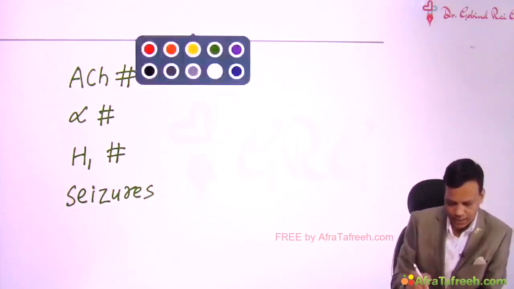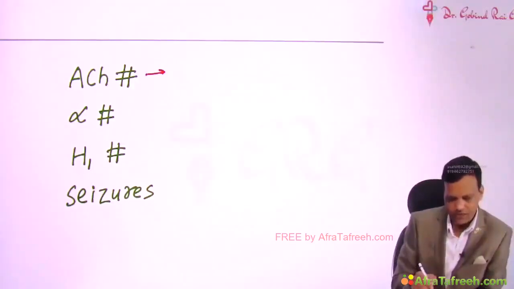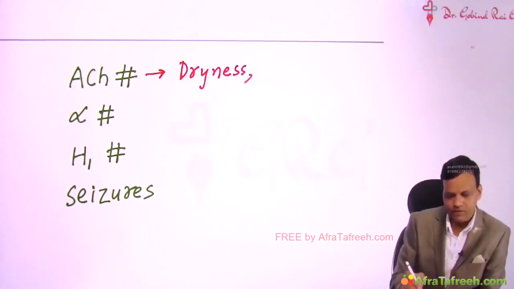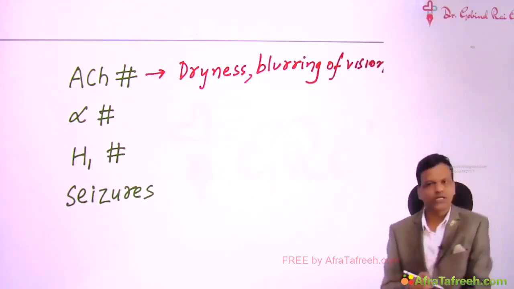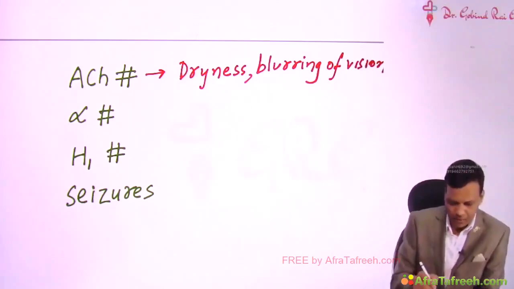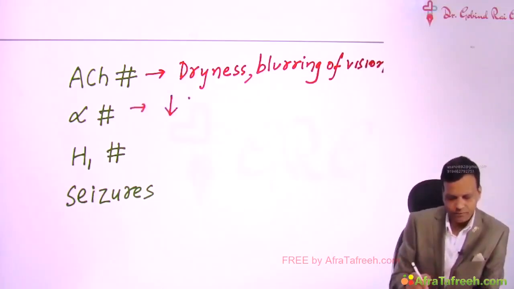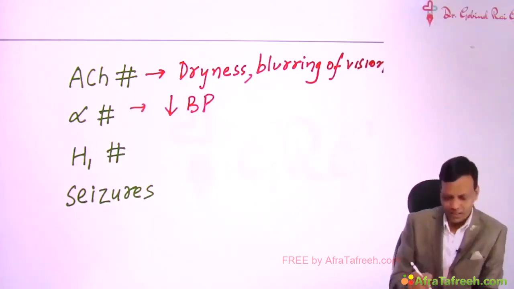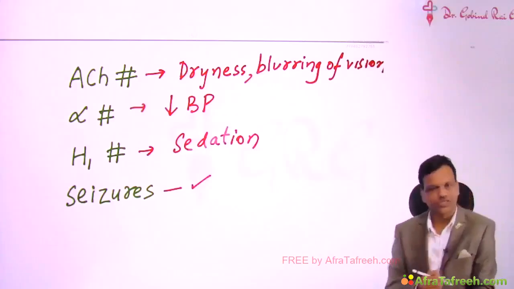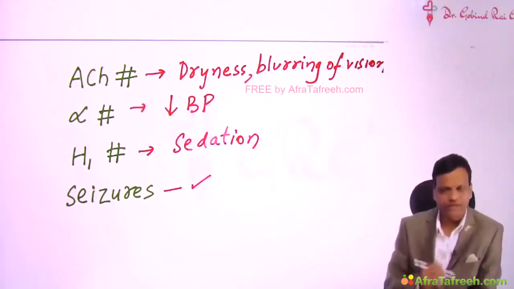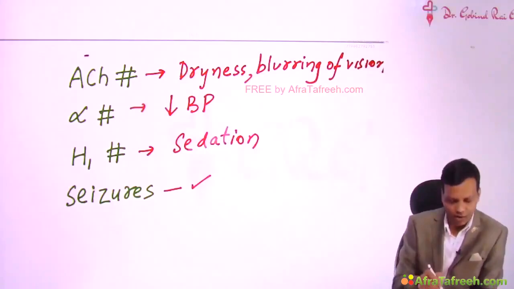So anticholinergic activity will lead to adverse effects like dryness, blurring of vision, urinary retention, and all the anticholinergic side effects we discussed. Alpha blocking activity can lead to hypotension. Antihistaminic activity in the brain can lead to sedation. And because they lower the seizure threshold, they can lead to seizures. So these side effects are also present with the typical antipsychotic drugs.